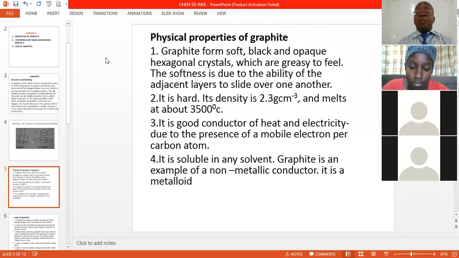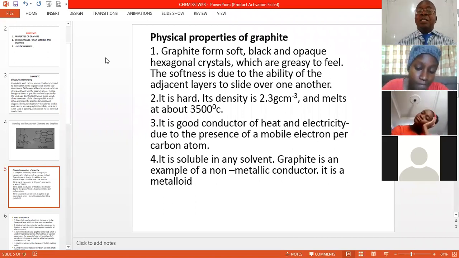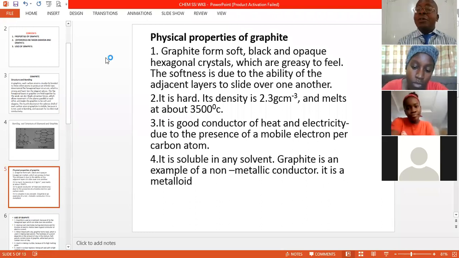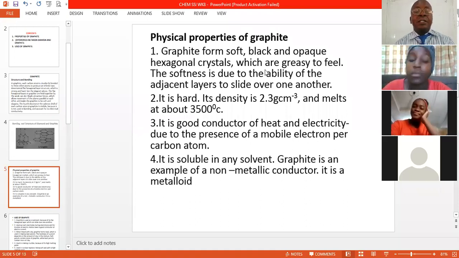This is a wire question. Sometimes you'll be asked, why is graphite a good conductor of electricity? The answer is, it is because it has free mobile electrons. So it is due to the presence of mobile electrons per carbon atom. That's why it's considered to be a good conductor of electricity.